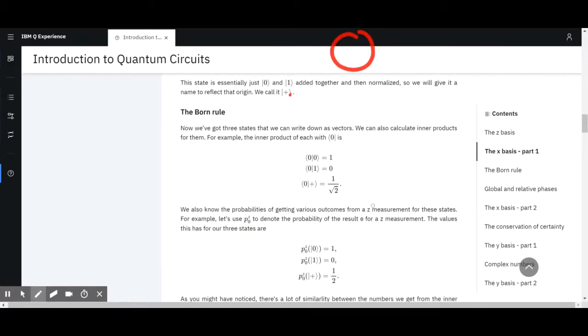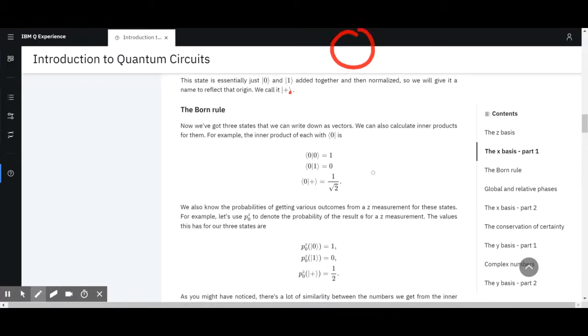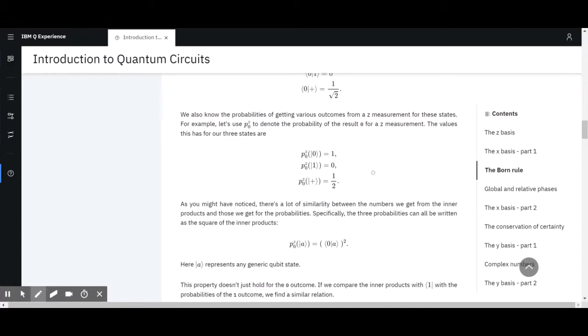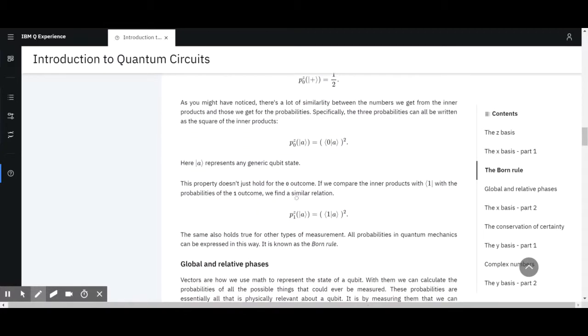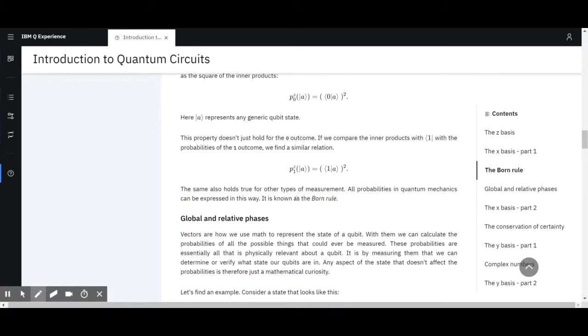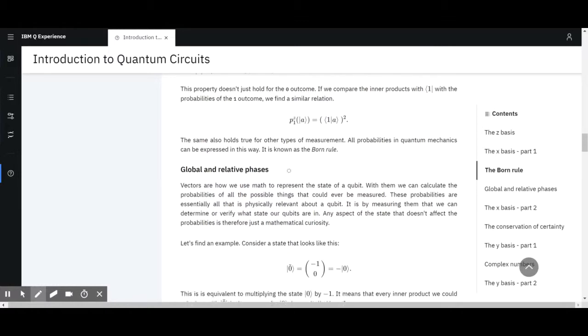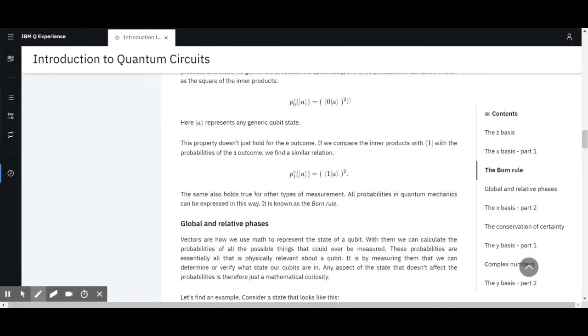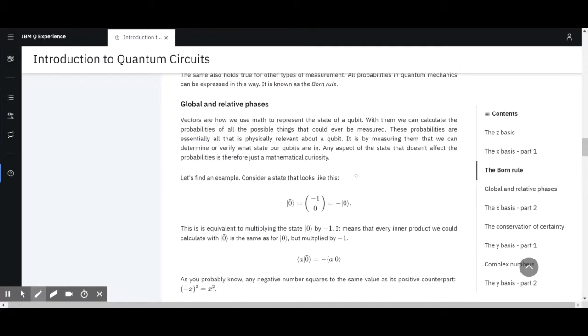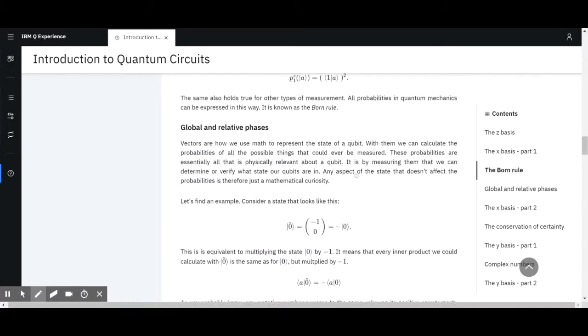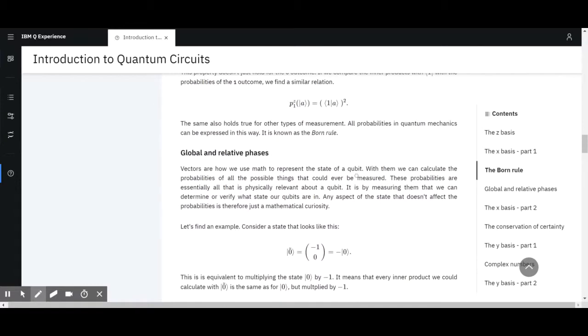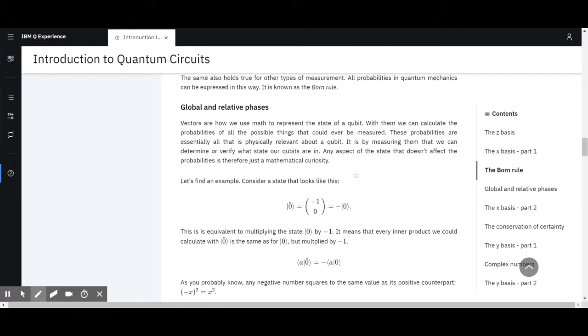And then what is the Born rule? We've got three states that we can write down as vectors. We can also calculate inner products. Probabilities. Represents a generic qubit state. All probabilities in quantum mechanics can be expressed this way. For me, it's a bit confusing to go through all that mathematical notation. Even though I get it, it's probably needed if you want to really understand global and relative phase.